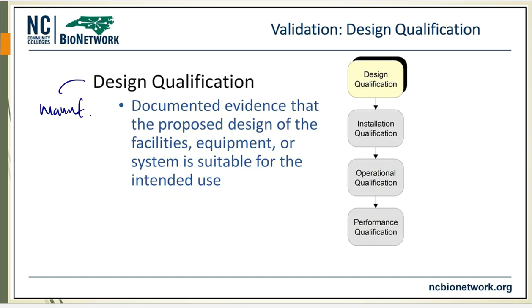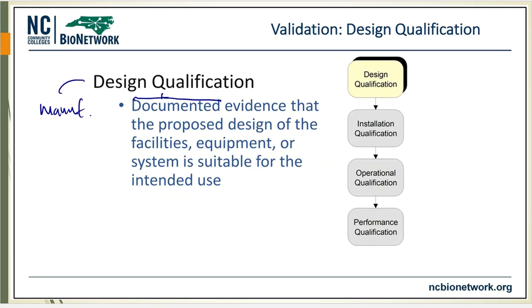Now think about tens of thousands of dollars invested into one piece of equipment. And that one piece of equipment is supposed to do a job, and that job has to be the job that we want it to do. So design qualification is this idea that there have to be documents involved. There has to be proof, there has to be evidence that the design of that piece of equipment is going to be suitable for what I want.